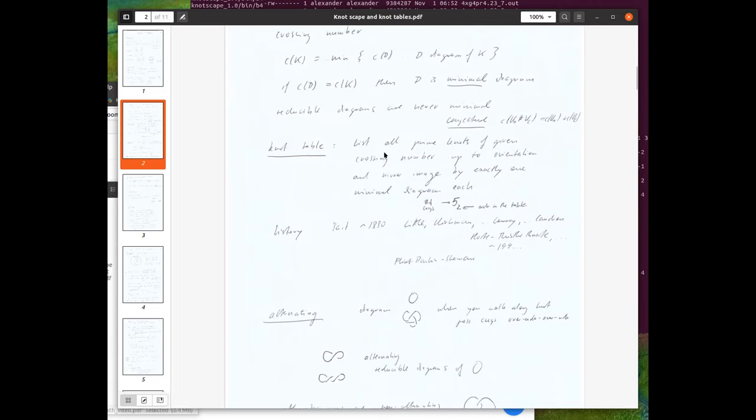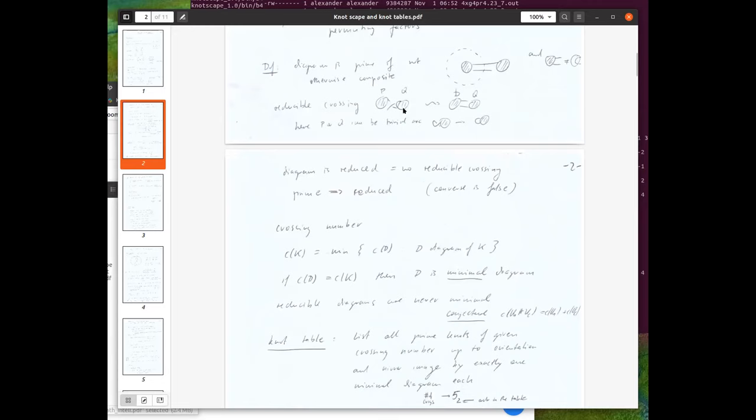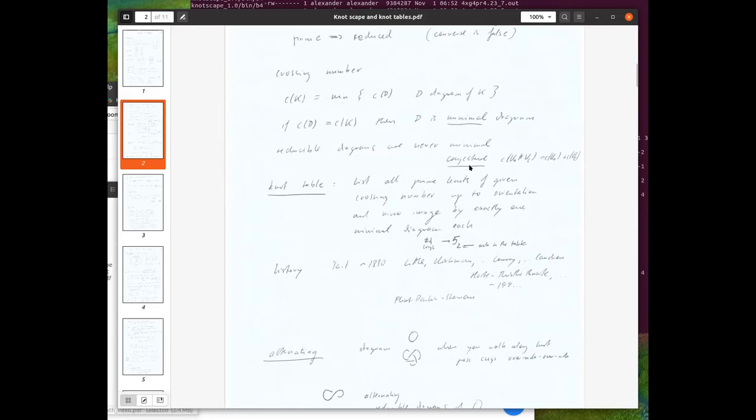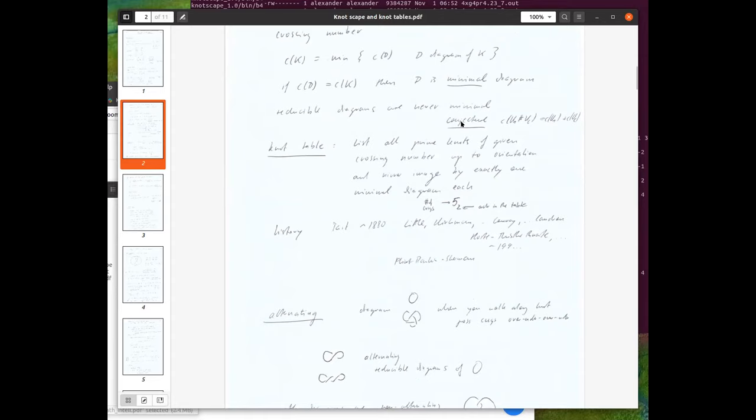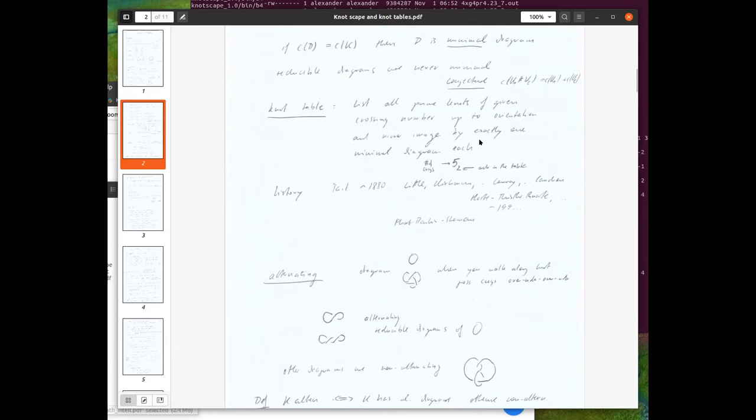An immediate observation is if you have something like this, this is never minimal. Because there is a way to change the diagram without changing the knot so that it has one crossing less. Obviously, this diagram has one crossing less than this one. So reducible diagrams are never minimal. And then I also mentioned this conjecture that the crossing number is additive, which is open for a very long time.